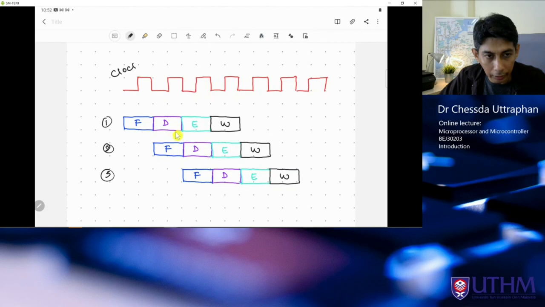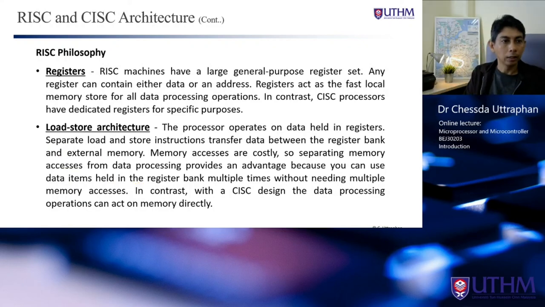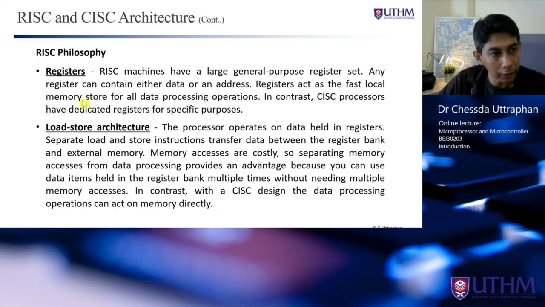And when you decode the first instruction, actually you can fetch the second instruction already. And when you execute the first instruction, you can decode the next instruction already, and so on. So when you overlap like this, it will execute much faster as compared to executing in sequence like before. So this is called pipeline design. Yeah, pipeline design. So RISC normally applies the pipeline design. All right. So this is the explanation to this. Yeah. Registers. So we know that already. What are registers?